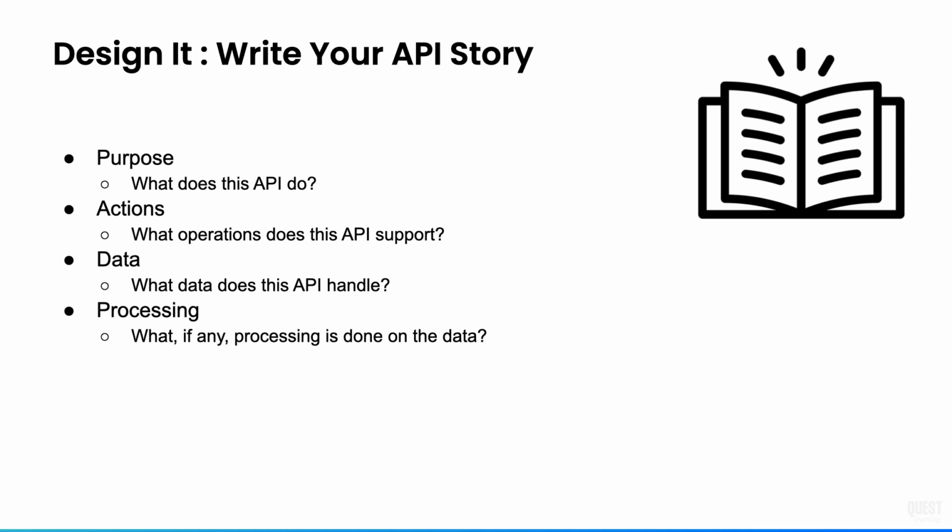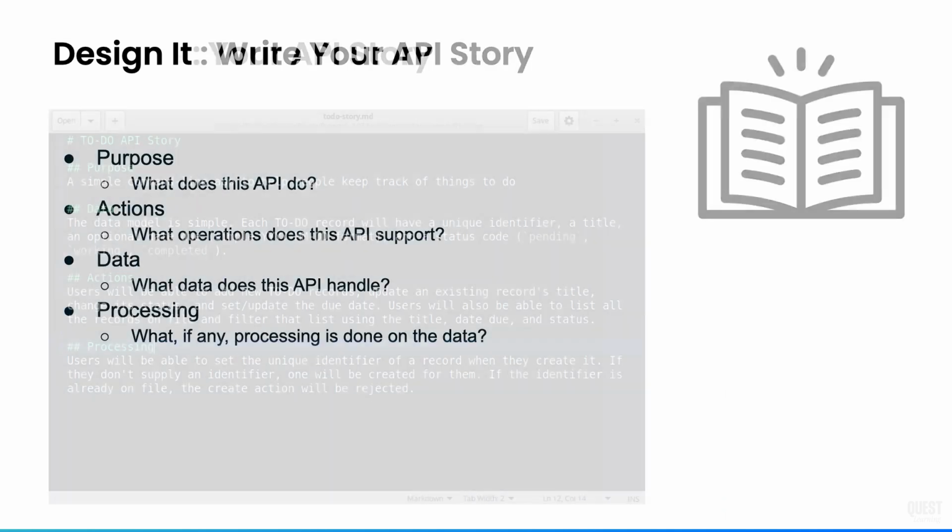It's going to list the actions, the operations this API supports, such as share and edit and read and write and so on and so forth. We're going to talk about the data properties. What data does this actual API handle, such as ID and email and given name and family name and so on and so forth. And then what, if any, processing is done at the interface level to create valid IDs or that sort of thing. What other elements are there to the story?